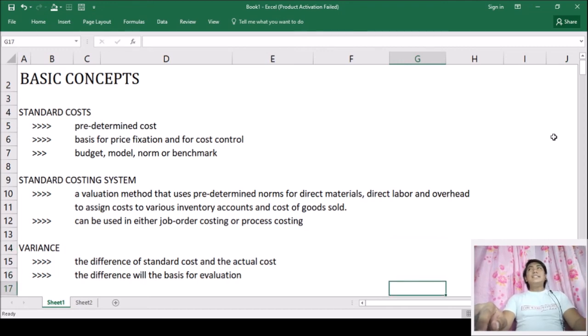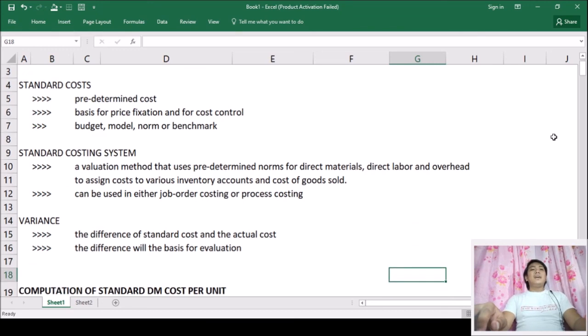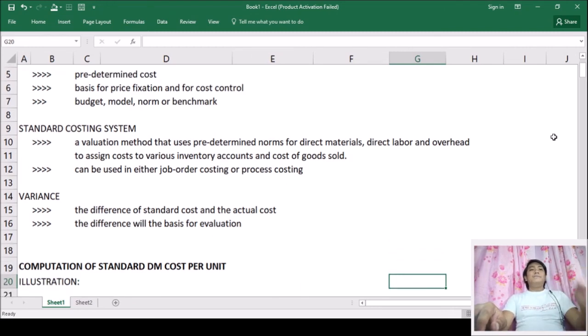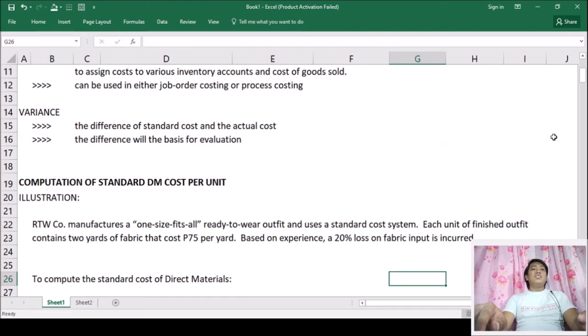A variance naman is the difference of the standard cost and the actual cost. And then the difference, whether a favorable or unfavorable variance comes out, is subject for evaluation and investigation. Okay. So my first illustration is about the computation of standard direct material cost per unit.